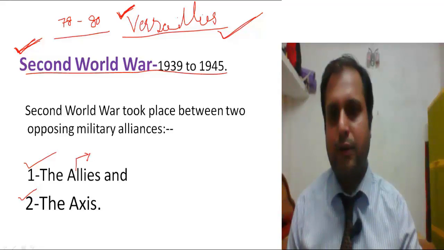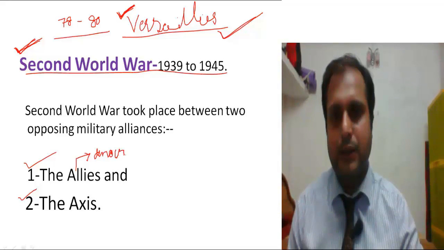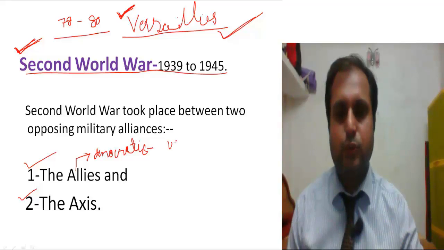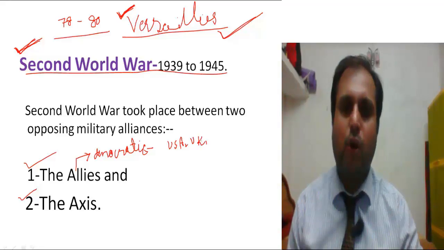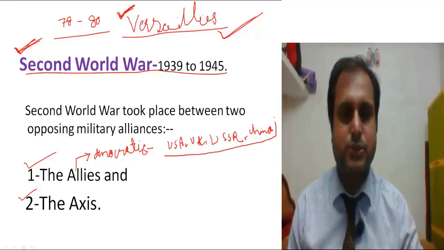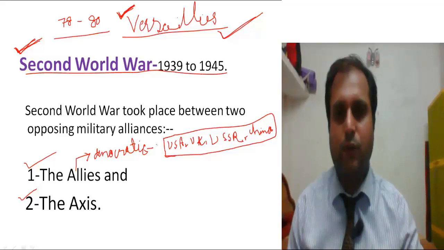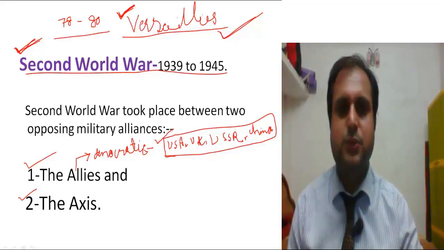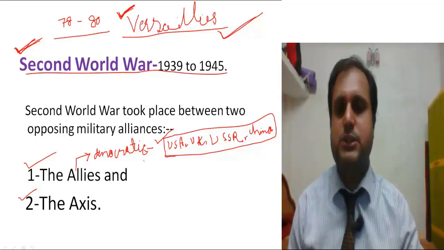The Allies powers were mainly democratic countries, which were the USA, the UK, the United Kingdom or Great Britain, the USSR, and China. China was partially responsible. It was partially involved in the outbreak of the Second World War. The main countries were the USA, UK, and USSR.